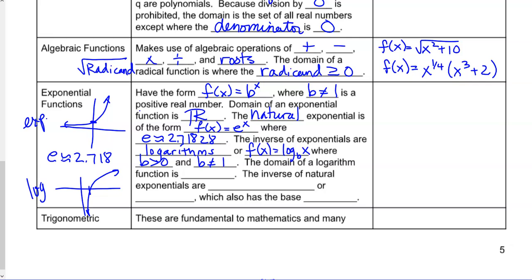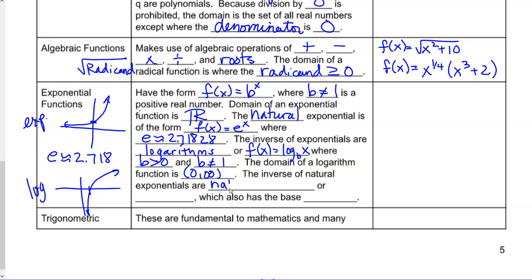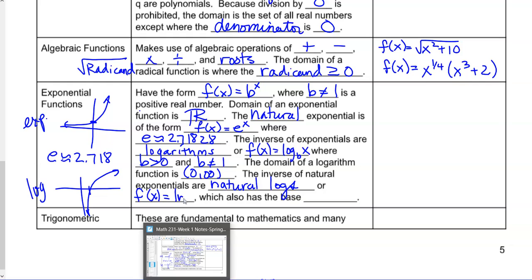Notice that the domain of a logarithmic function is everything from 0 to infinity. That would be the range of the exponential function. Again, they are inverses, so they would be backwards of each other. Now, the inverse of natural exponentials are natural logs, and the notation for that function is f of x is equal to ln of x.